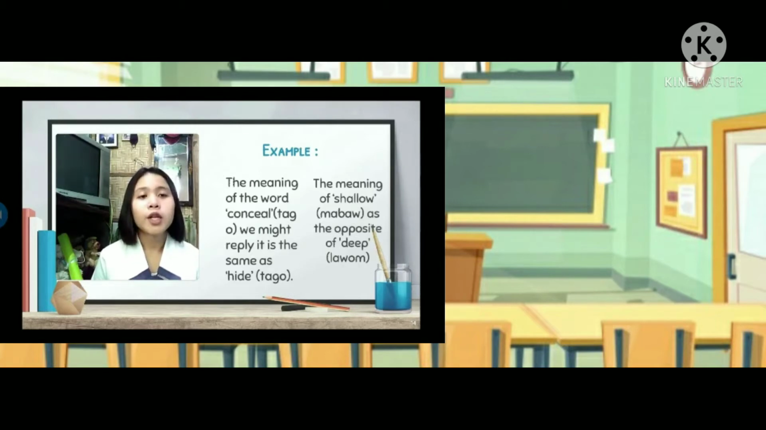Another example is the meaning of shallow as the opposite of deep. Shallow in Cebuano is mabaw and deep in Cebuano is lawom. So they are connected, as said, they have relationships kay opposite man sila, bali giatbang man sila, di sila pariha, pero kahibalo ta sa kung unsa ilahang kalahian.